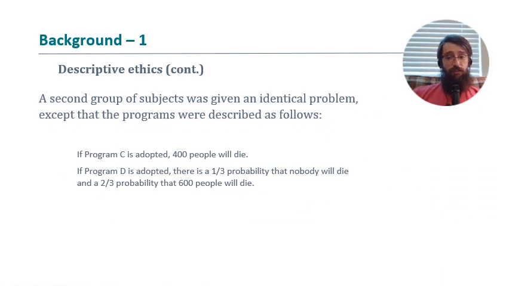All right, in the second half of the experiment, a second group of experimental participants were given the identical problem that we just saw on the last slide, except the programs that they could choose from were programs C and D. Program C, if it's adopted, means that 400 people will die. And if program D is adopted, there's a 1/3 probability that nobody will die and a 2/3 probability that 600 people will die. Okay? So what do most people choose when presented with the options program C and program D? Well, most people end up choosing program D when presented with these two options.